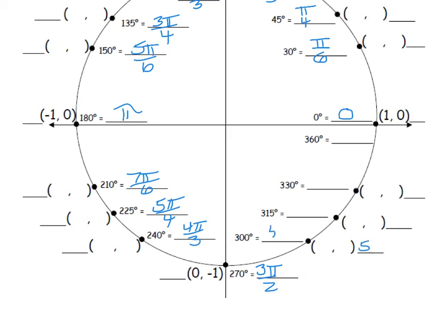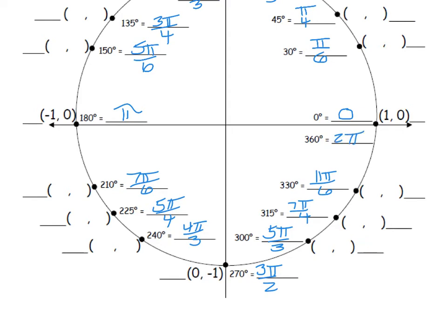300 degrees is 5 pi over 3 radians. 315 degrees is 7 pi over 4 radians. 330 degrees is 11 pi over 6 radians. And of course, 360 is 2 pi.